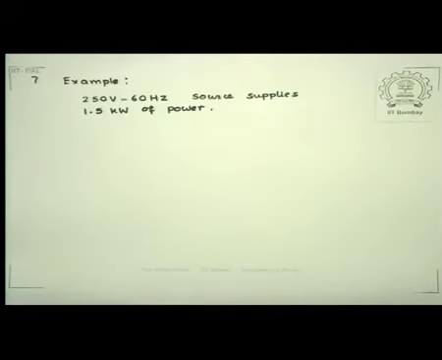Now, notice one thing. When we say that the source supplies 1.5 kilowatt of power, what we are talking about is the rate at which the energy is being supplied to the circuit by the source. So this is not dependent upon the properties of the circuit, but it is dependent upon the source itself. So this is the rate at which we are supplying power to the source.